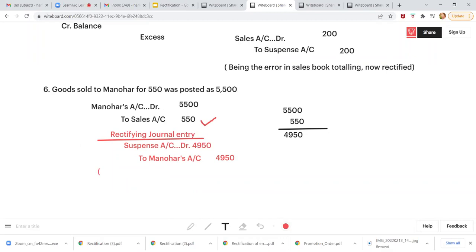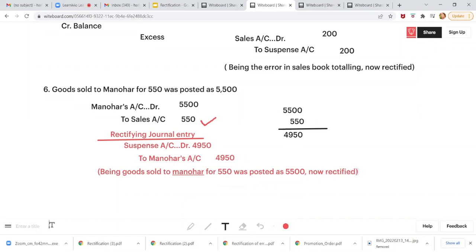So here we will write the narration being goods sold to Manohar for rupees 550 was posted as 5,500, now rectified, right?